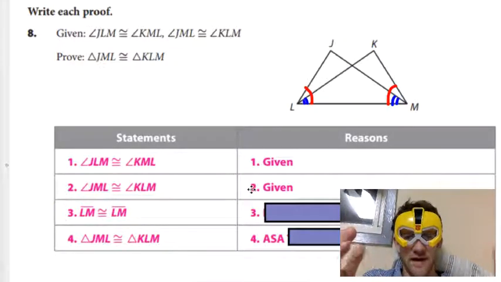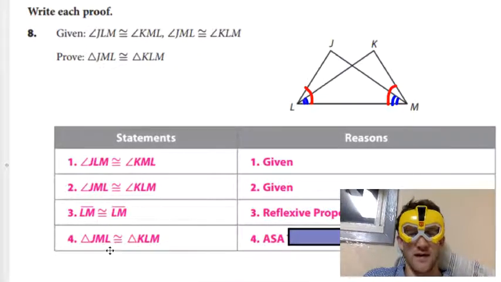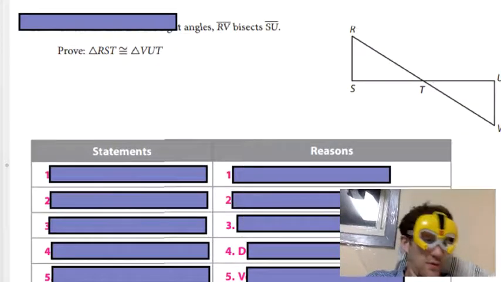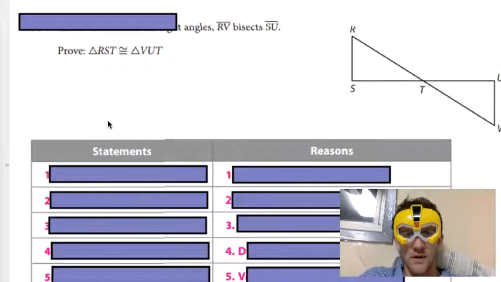And what's my reason for that? Hopefully you figured out, again, from the previous example, it's reflexive property. So the reflexive property of congruence. Cool, one more proof. See if you can do this one. So pause here.